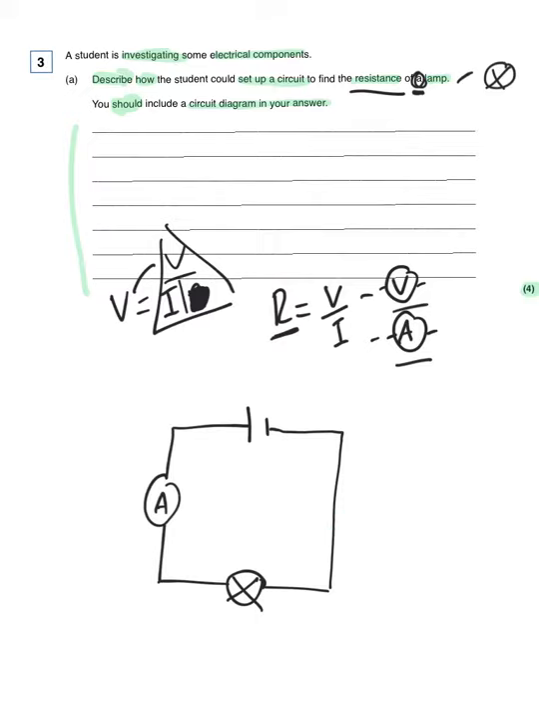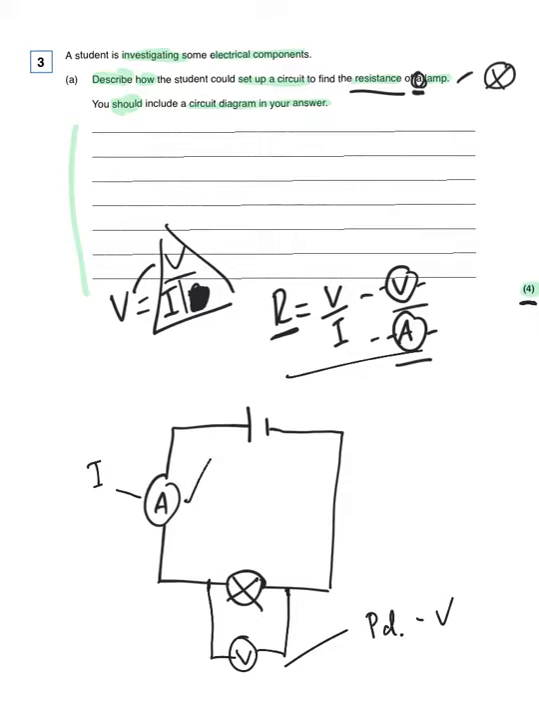And I now need to put in my voltmeter. Remember, I'm measuring the potential difference across the component, so here and here. So I put my voltmeter in parallel. Now I've got the things that I need to measure: potential difference, V, and current, I. So I can now use this formula. In terms of the 4 marks, correctly drawing the circuit would get us 1 mark, and correctly placing the ammeter and voltmeter would get us 1 mark, so that's 2 marks.